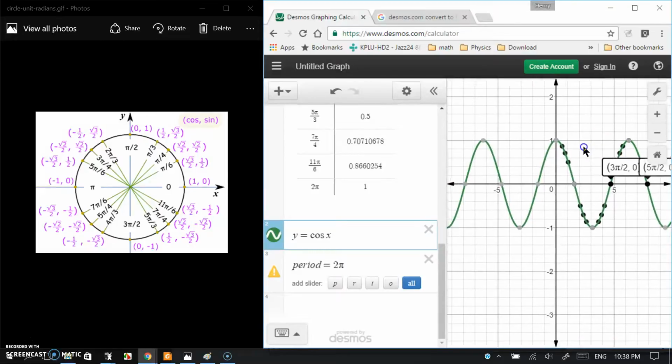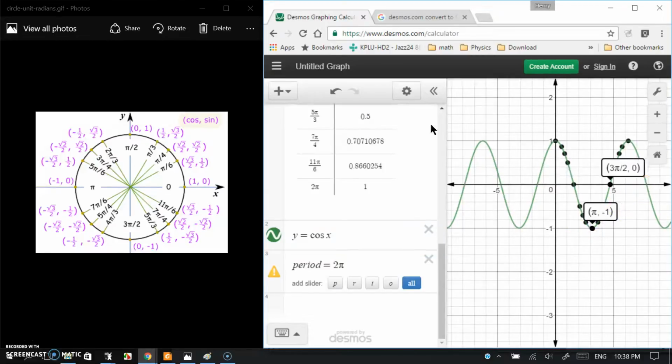I can also go to the left-hand side. Let's use this point, this is pi and negative 1. If I go there, minus 2 pi, I'll end up at negative pi. So there you go, negative pi. So you can see that period is simply the distance for the wave to repeat itself, how long it takes for the wave to repeat itself.